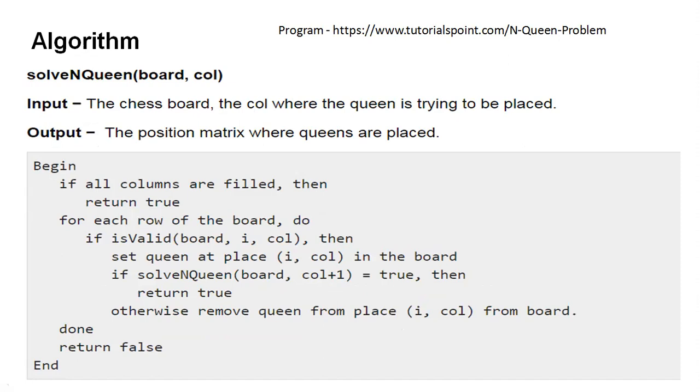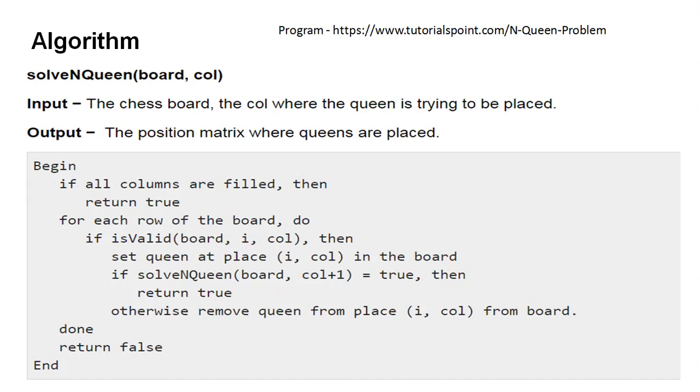So then to solve n queen, that is another function in which we are using a board n by n as well as the column, because what we are doing, we are incrementing column and then we are checking all the rows for that specific column, right, for the valid position. In the output we are getting a position matrix where the queens are placed, right?